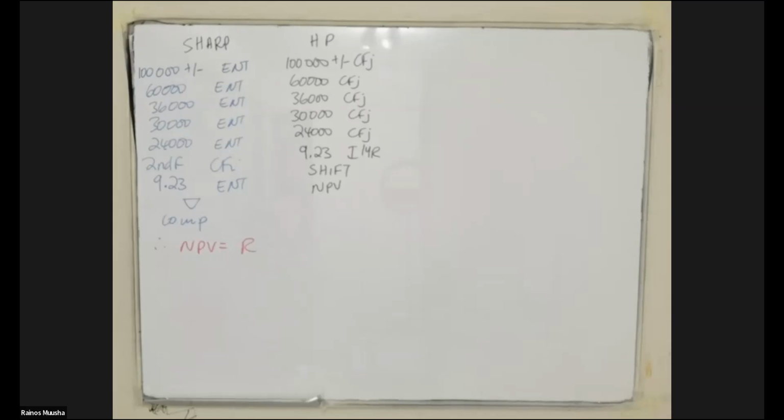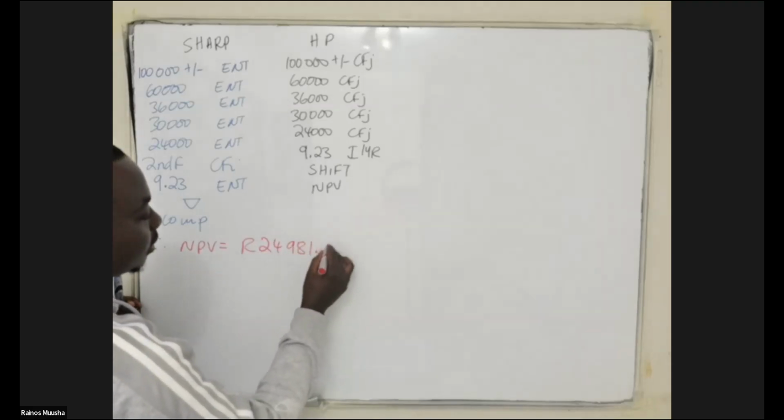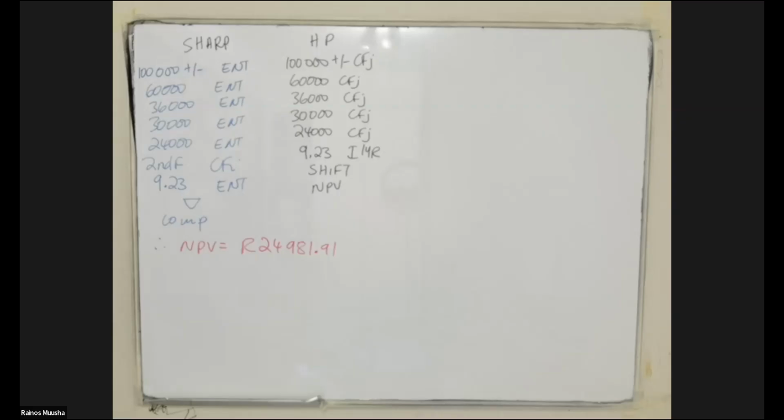How much do you get as the net present value? It's 24,981.91. Are there any questions regarding how we got the net present value? Are there any questions? Anyone lost?